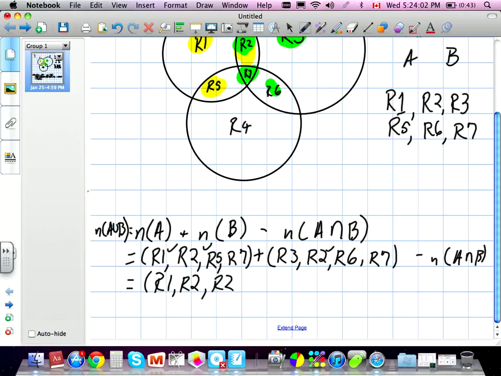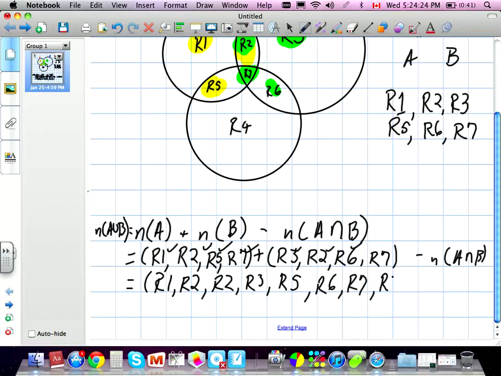Does this make sense so far? R3, check, R5, what are the two that we're looking at? Okay, R5, check, R6, check, R7, check, and again, R7, check.